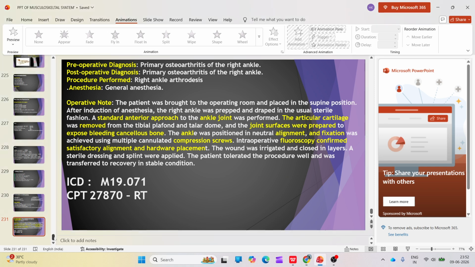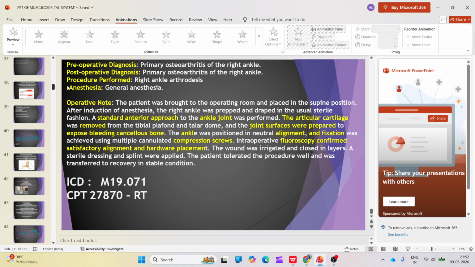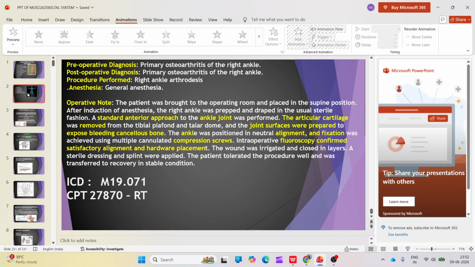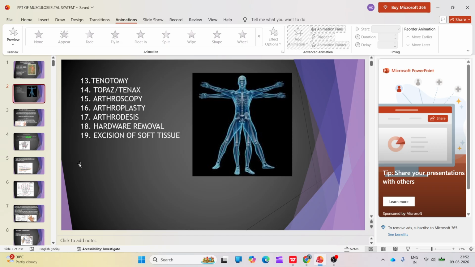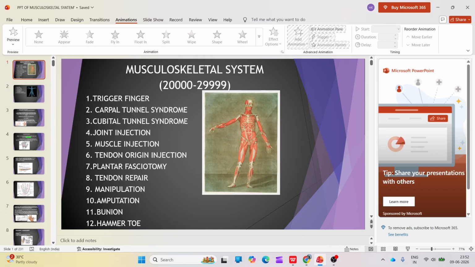We have already completed all the topics, and only two topics were left, that is hardware removal and excision of soft tissue. So today we have completed. In the next video we'll see those two topics and the musculoskeletal system will be completed. After that, we'll see the respiratory system topics.